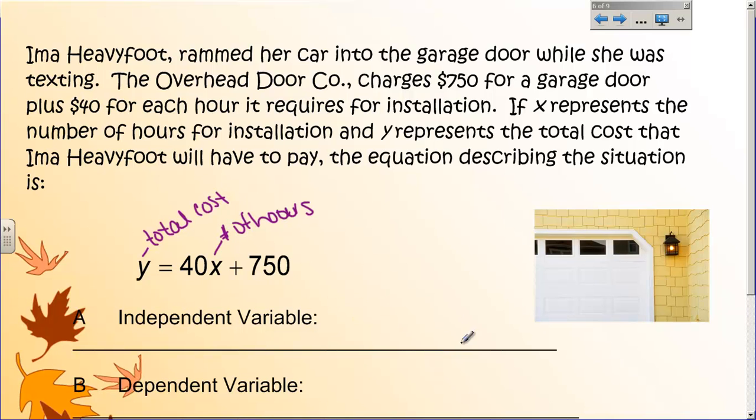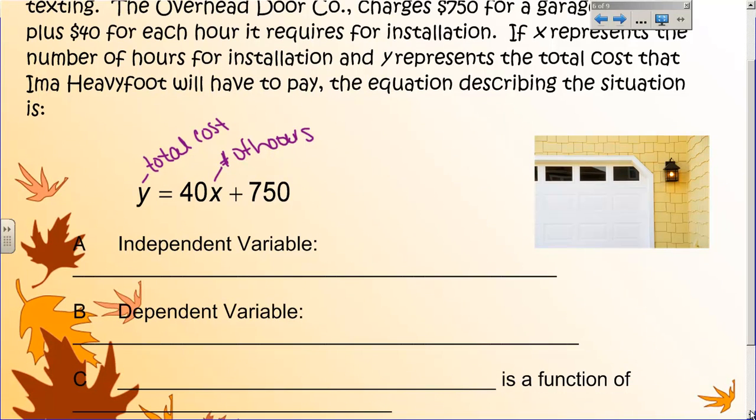The equation describing the situation is this: Y equals 40x plus 750. Y is the total cost. X is the number of hours. 40 happens to be how much it is per hour, and the 750 is how much the garage door is going to cost. But we just want to know the independent and dependent variable.